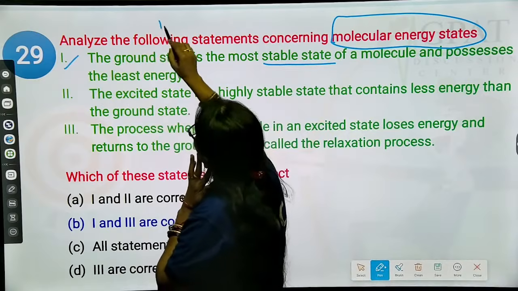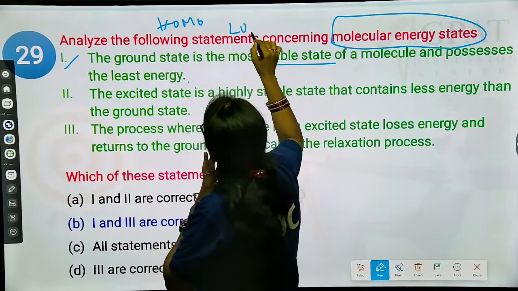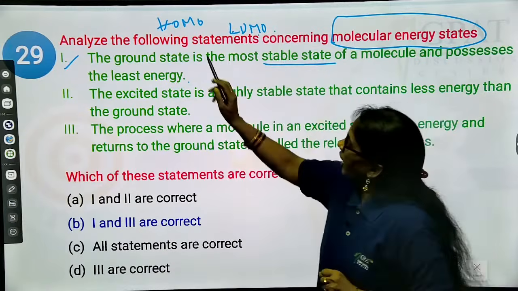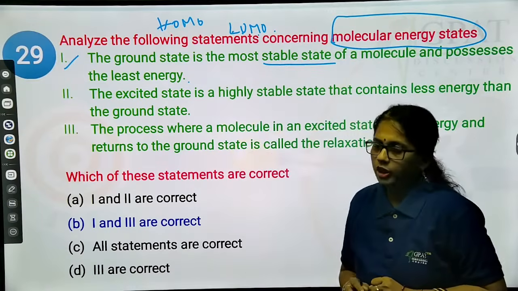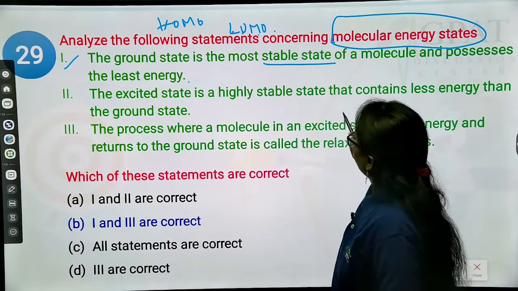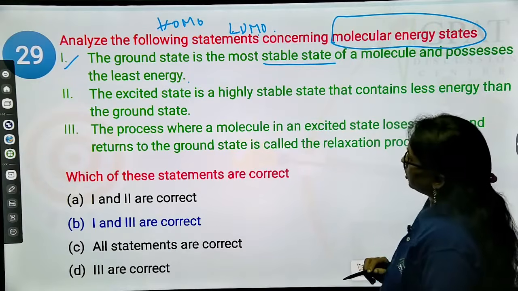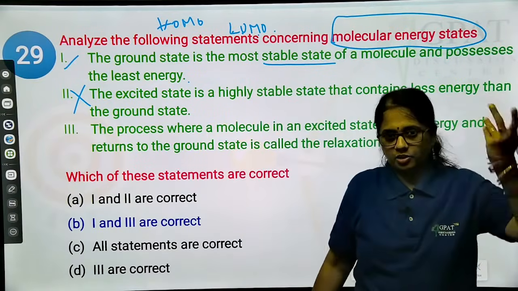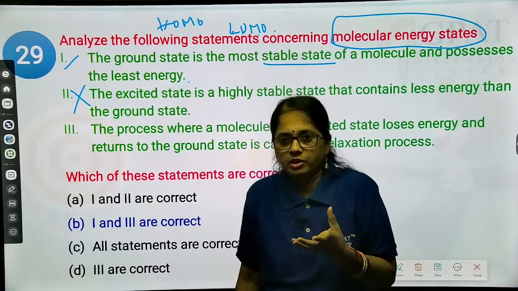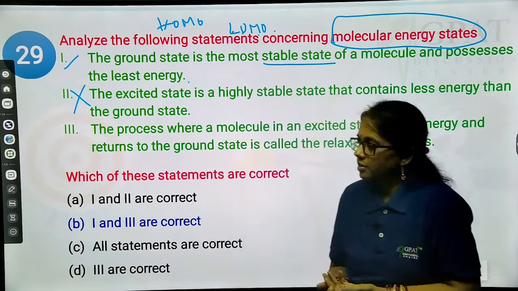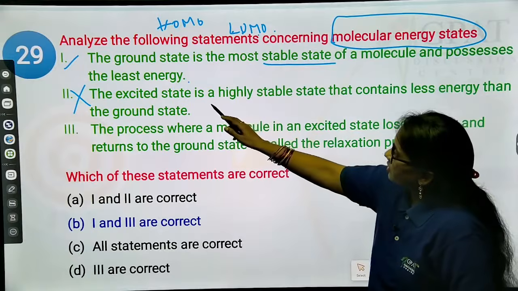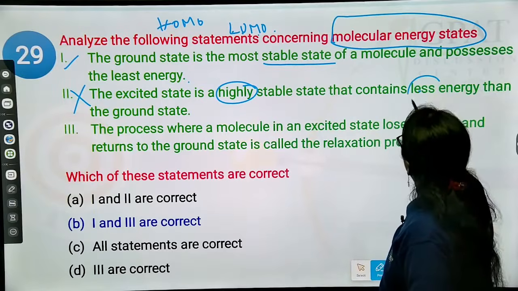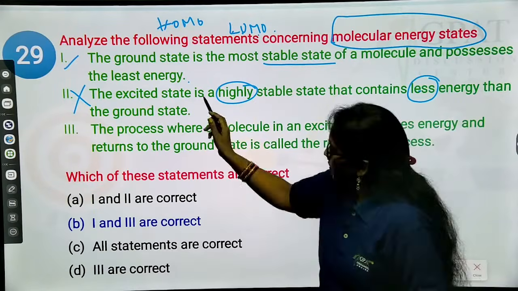Yes, HOMO and LUMO. If you remember these two, the highest occupied molecular orbital and the lowest unoccupied molecular orbital. Next, the excited state is a highly stable state that contains less energy than the ground state. No, the excited state has high energy. Whenever we get some energy, we become highly excited, and similarly the molecule also. So the excited state is not highly stable, it is least stable, with more energy. So these two are wrong.